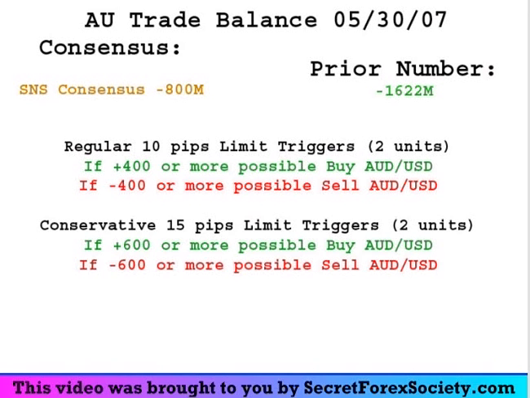Okay? Now, of course, this is all theory. Bottom line is, fundamentals do not move the market. It's people's perception of fundamentals that move the market. Only supply and demand moves the market. So it really largely depends on what traders consider good or bad, and they move the market.